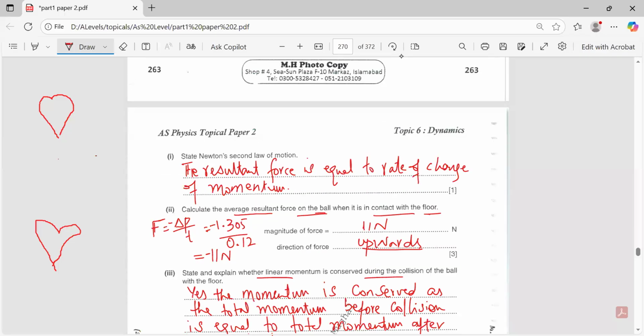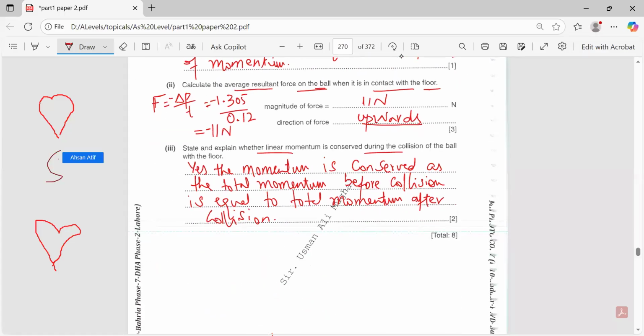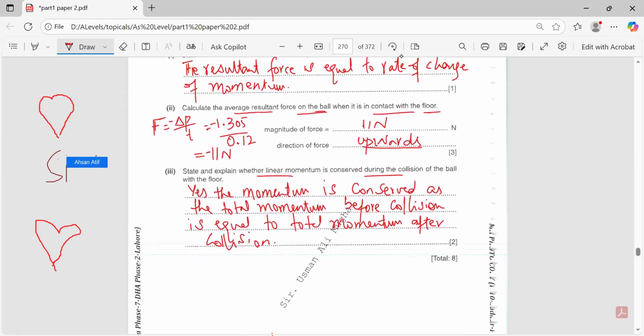That is why we have just taken it as negative. So momentum is going to be conserved as the total momentum before collision will be equal to total momentum after collision.